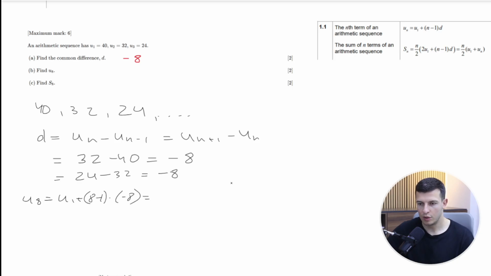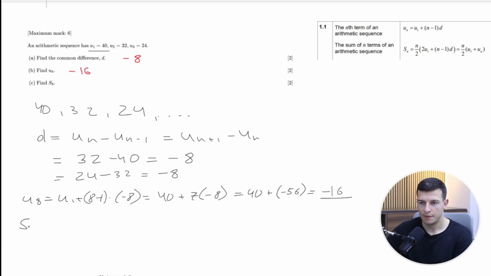So do we know what our u1 is? Yes, we do. It's given, 40. So 40 plus (8 minus 1), which is 7, multiplied by negative 8. That's going to become 40 plus negative 56, and that's going to be equal to negative 16. So u8 is going to be negative 16.